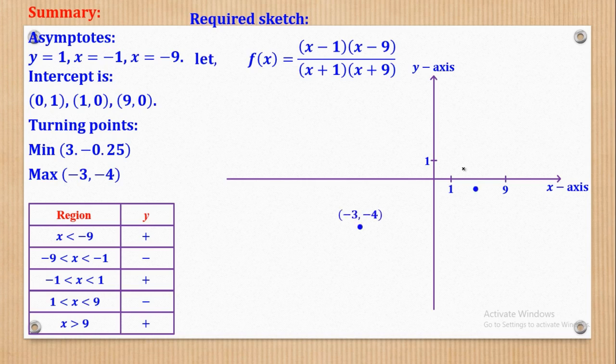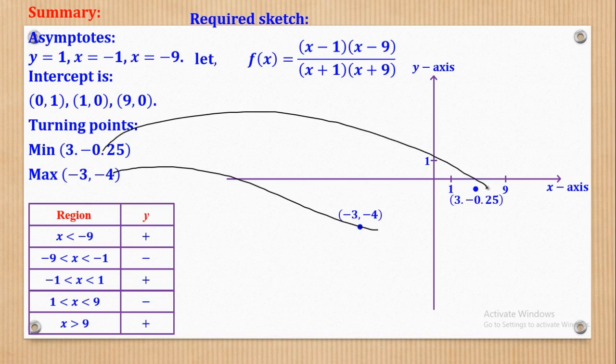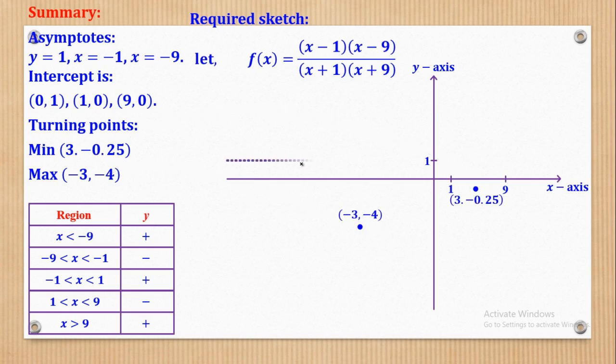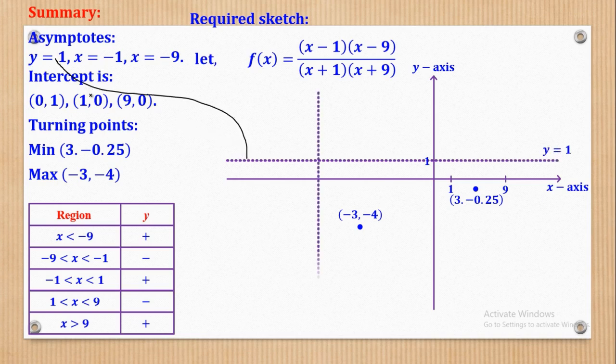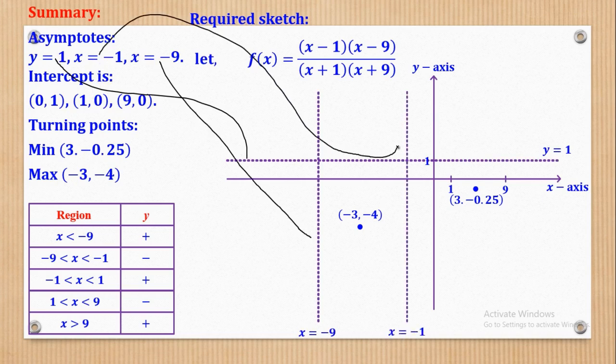The next are the turning points. We have this one, maximum, which is there, and minimum, which is there. The next are the asymptotes. We have y equal to 1, which is here. Then we have x equal to negative 9, which is here, and x equal to negative 1, which is there.